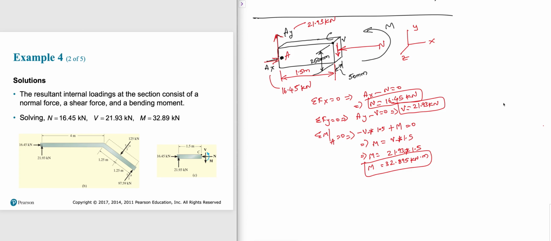Just tell me, what is the shear? What is normal stress at C? Due to the normal force N, will C be in compression or tension? Normal force N is trying to compress the entire cross section. So the point C will be in compression, and the value of compression will be due to N.